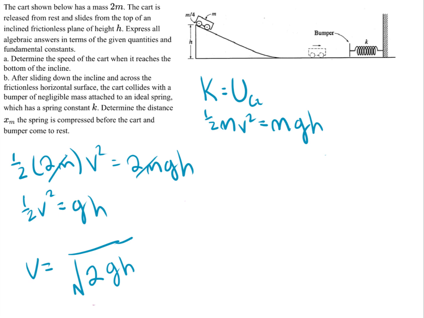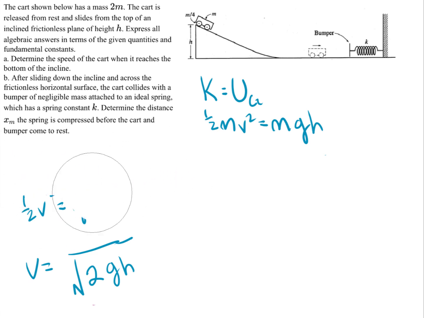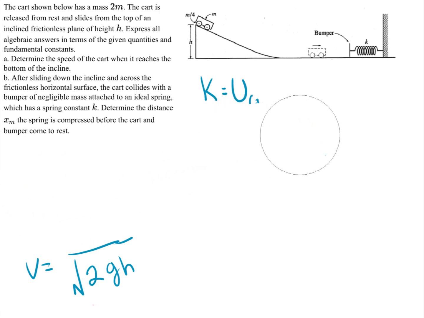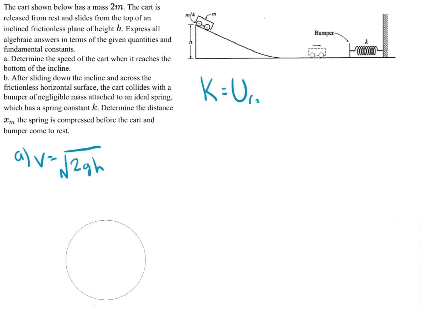So this is the expression for the cart's speed at the bottom of the incline, and it is expressed in given quantities since it's using the height h and a fundamental constant, which is the gravitational acceleration. So for A, its speed at the bottom of the incline is equal to the square root of 2gh. 2 times the gravitational acceleration times the height h.